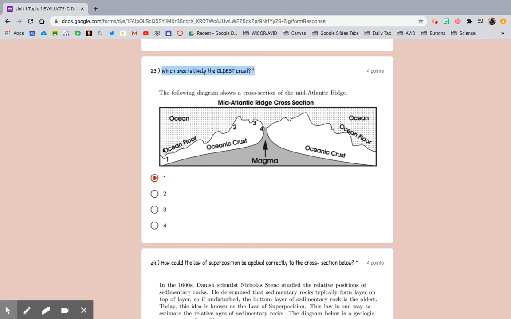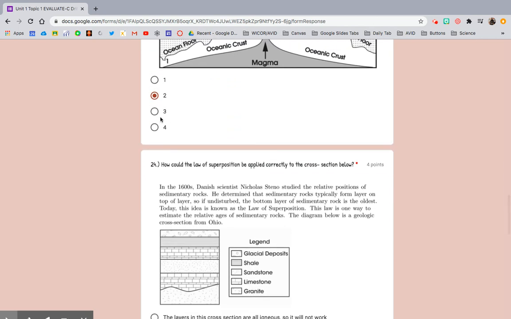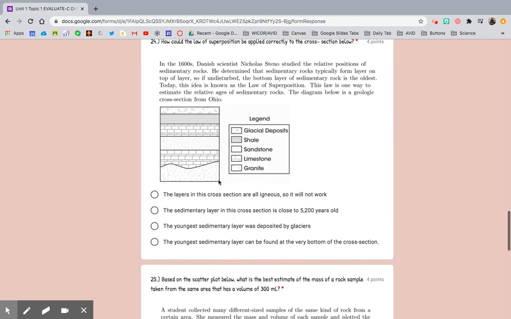At position 1, right here on the edge. Position 2, kind of towards the middle. Position 3, getting closer to that magma. Or position 4, where the magma is. Which one is the oldest crust? And like I said, y'all, I'm going to hit the last answer on all of them.